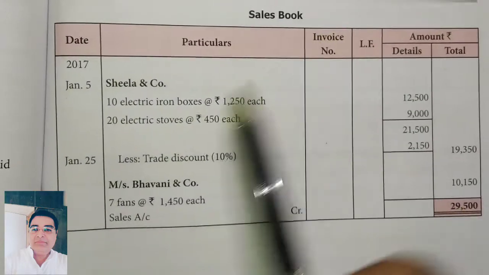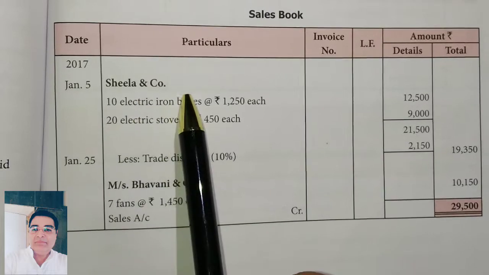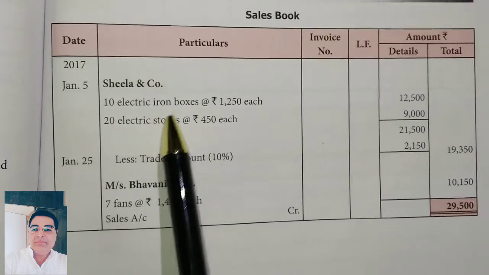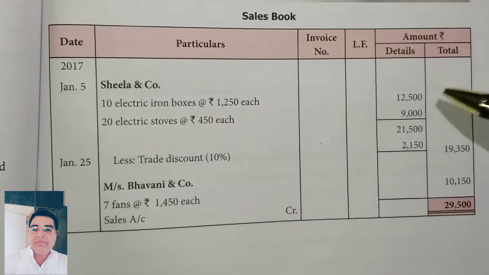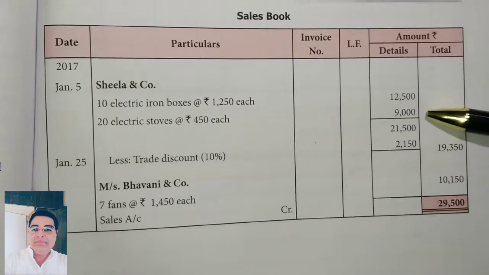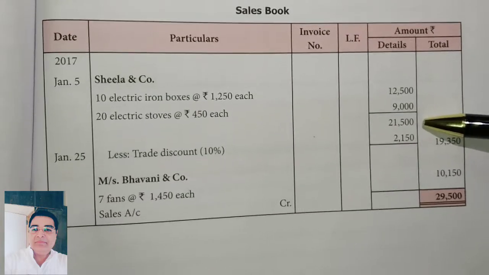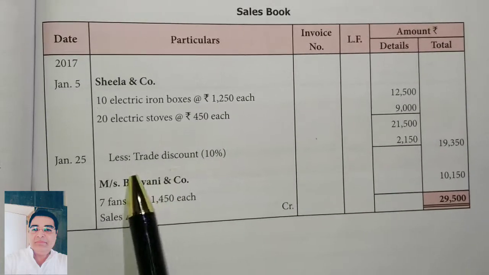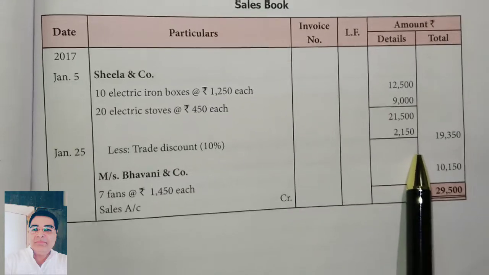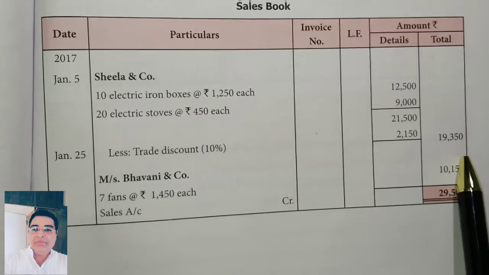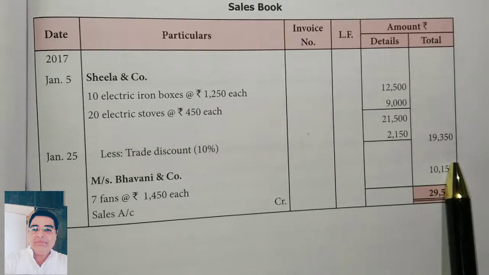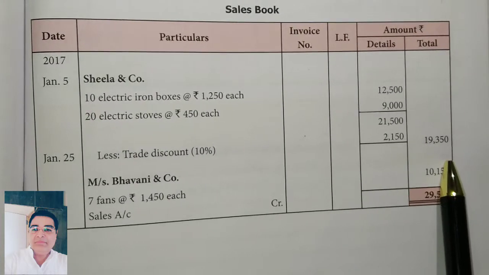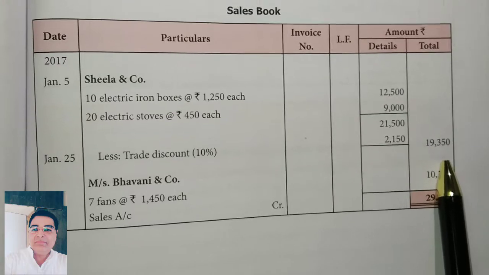Now see the sales book. January 5, Sheila and Company, 10 electric iron boxes at the rate of 1,250 each, 12,500. Add 9,000, 21,500. Less trade discount 10%, 2,150. You will get 19,350. Now see the question.